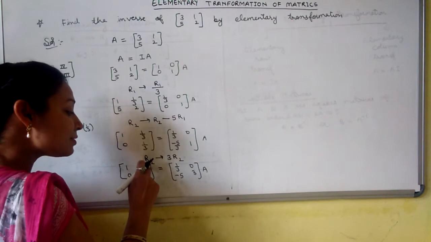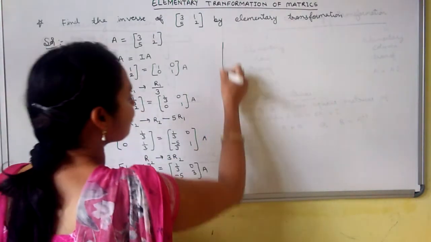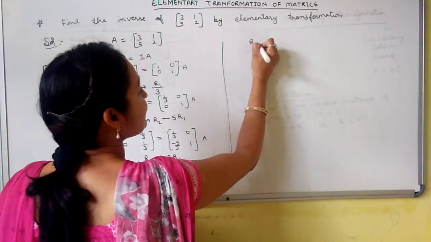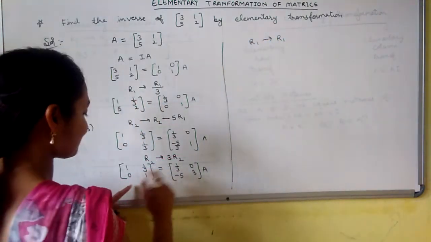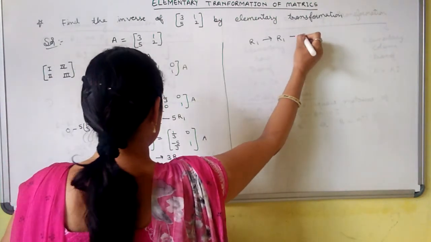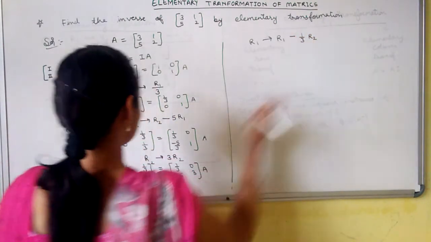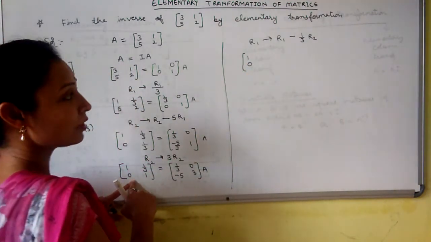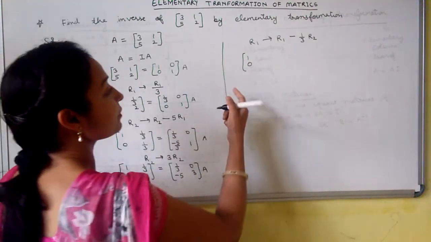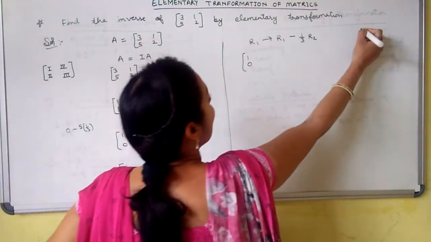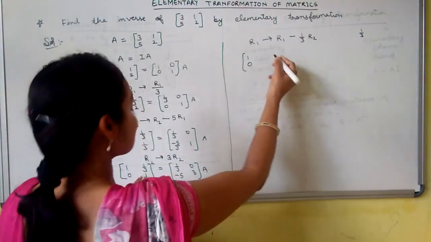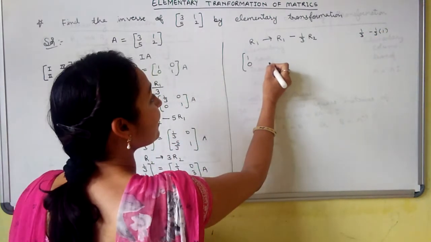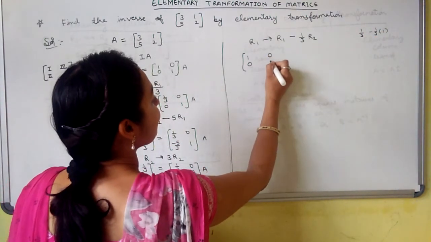Now I want 0 here. So what will I do? I will apply R1 minus 1 by 3 R2. There is no change in the first 2 elements because 0 is there. 0 into something is 0. Now come to the second element, 1 by 3. This is R1 minus 1 by 3 into 1. Both are cancelled and we get 0 here.